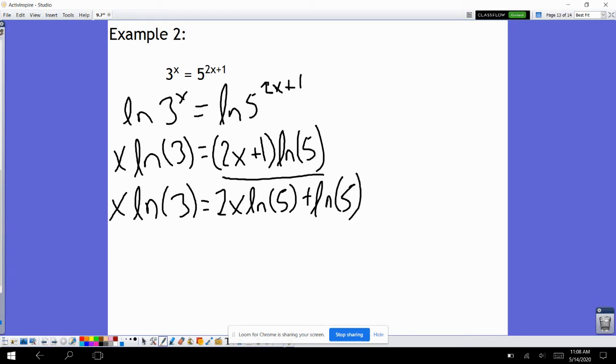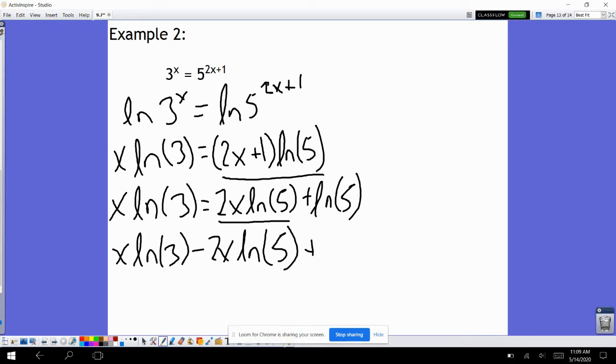Well, now we need to isolate our x's, so our x's have to be on the same side by themselves, and we move this 2x times the natural log of 5 by subtracting it from the left-hand side of the equation. Well, we have x times the natural log of 3 minus 2x times the natural log of 5, equal to the natural log of 5.